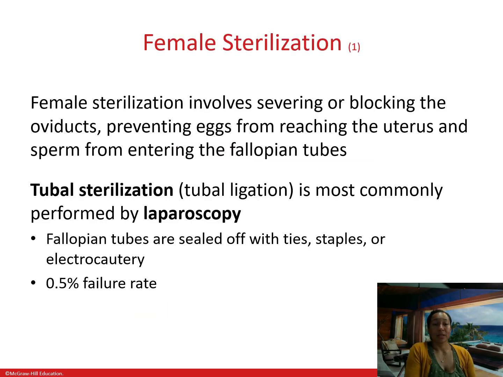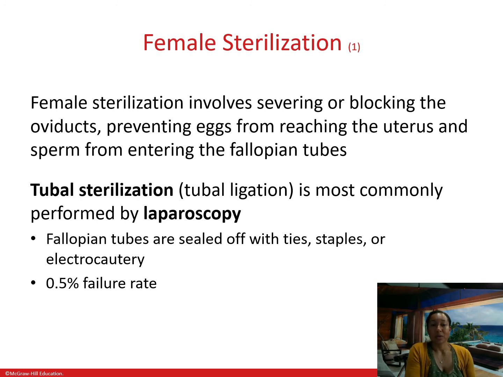So female sterilization is going to be laparoscopy, or tubal sterilization, which really means the fallopian tubes are sealed off or tied. So keep in mind that the ovaries carry the eggs, the fallopian tube is kind of the highway to the uterus, and the uterus is where the egg can be fertilized and can be embedded as an embryo. There's about a 0.5% failure rate for this, again, because it's not absolute, right?